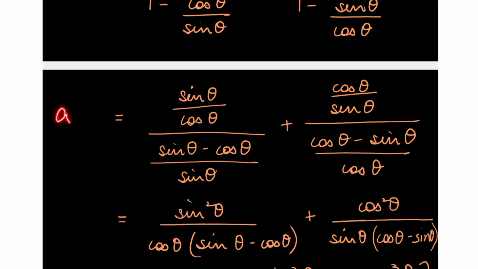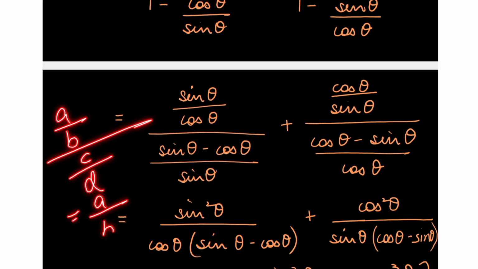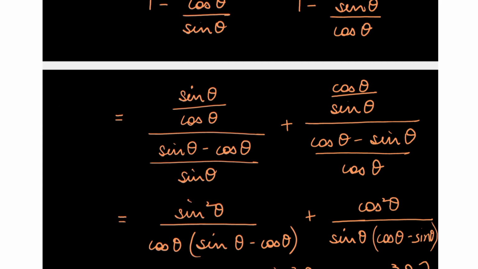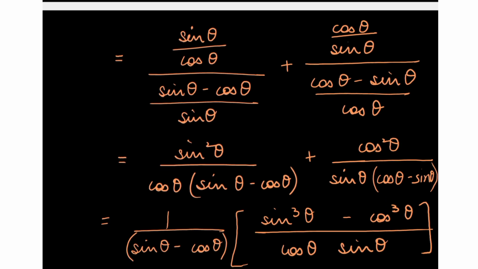What is this? A upon B divided by C upon D. How can it be written? A upon B into D upon C. So here we will be doing the same. So sin theta upon cos theta divided by sin theta minus cos theta into sin theta, which becomes sin square theta. And same is here, it becomes cos square theta upon sin theta into cos theta minus sin theta.